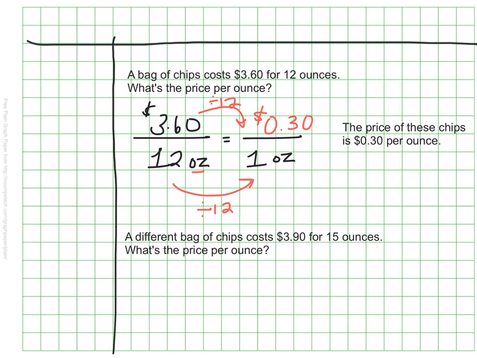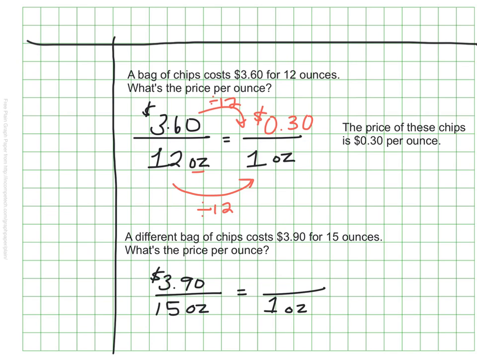Perhaps there's a second bag at the grocery store, and that bag costs $3.90 for 15 ounces. I can calculate the price per ounce or unit rate for that bag as well, and by doing so I'll have two numbers and I can compare which is the better deal at the grocery store.